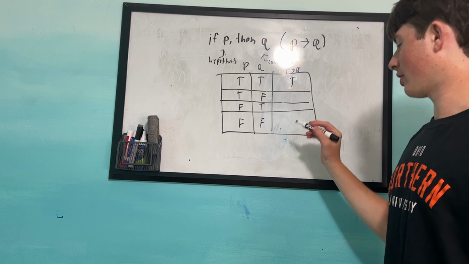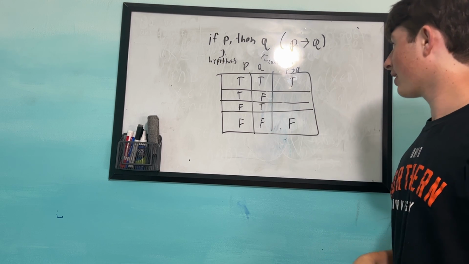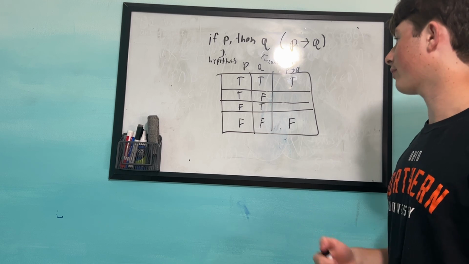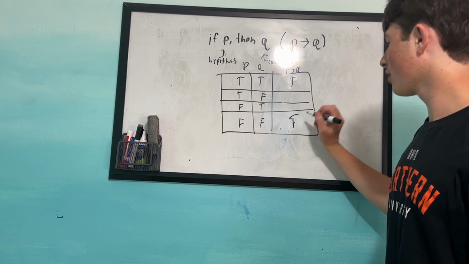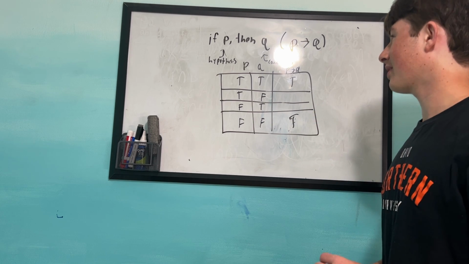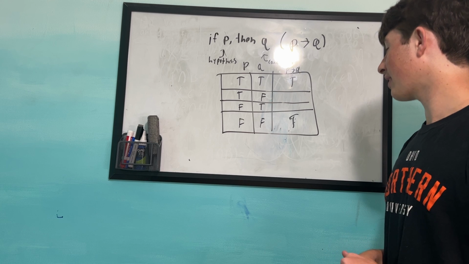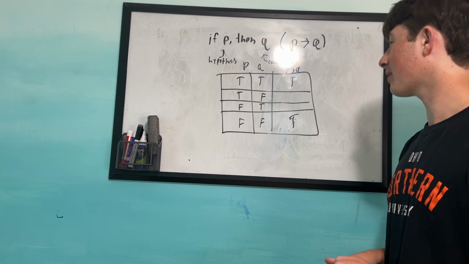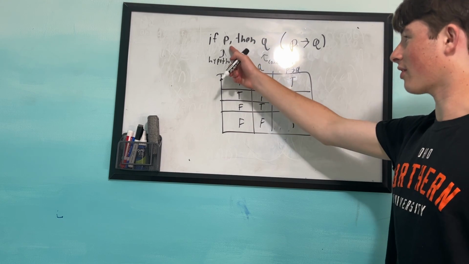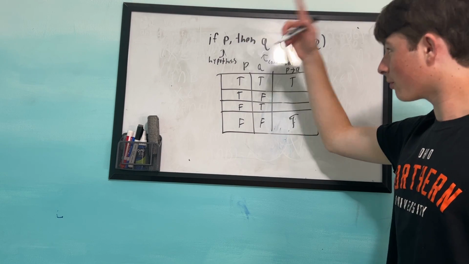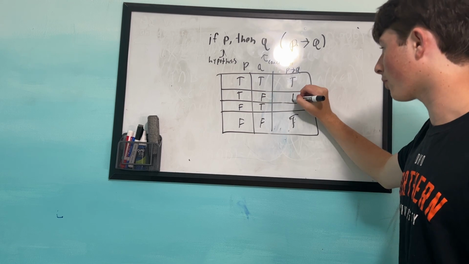If P is false, then Q is false. That makes sense. That should be true. If P is true, then Q is false? Well, no, because Q has to have P happen. If P happens, then Q has to happen, and here P happened, but Q doesn't happen, so this is false.